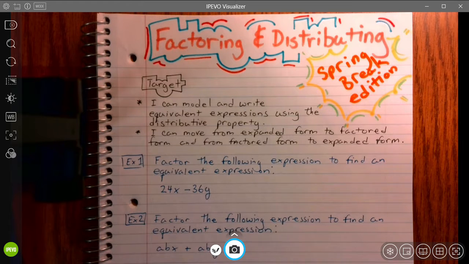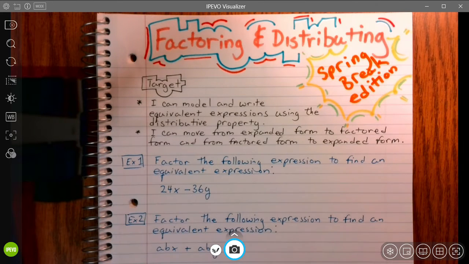Today we're going to be doing some review of factoring and distributing. All right. So my target is I can model and write equivalent expressions using the distributive property, and I can move from expanded form to factored form, and from factored form to expanded form. All right, that's a mouthful. It's okay though, I promise.